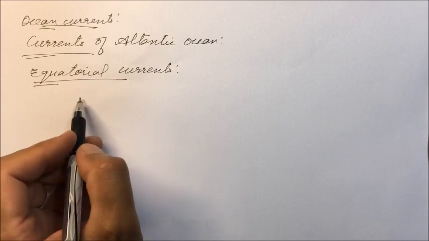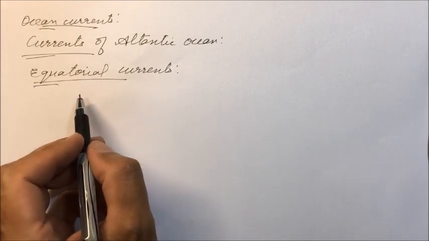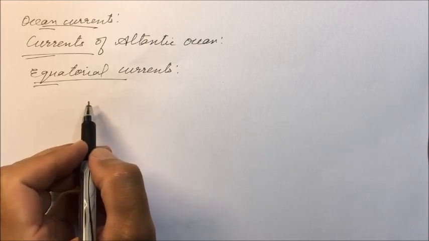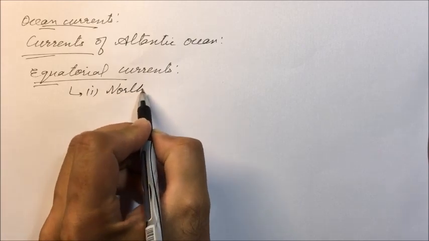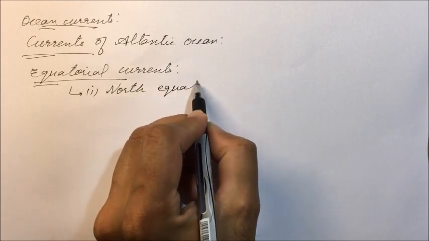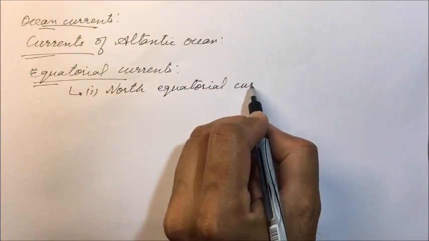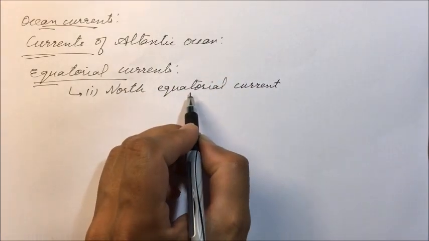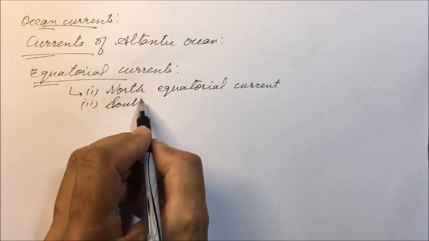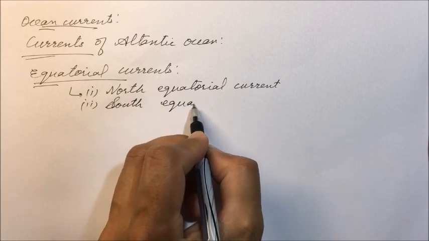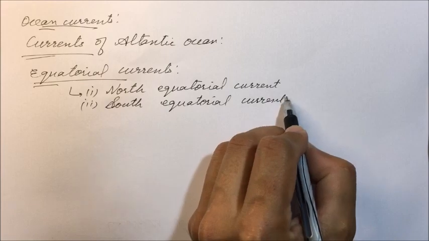Here we'll be discussing two equatorial currents. First, in the northern hemisphere, that is the north equatorial current. Other, in the southern hemisphere, the south equatorial current. So we'll be discussing first the north equatorial current. It is in the northern hemisphere. Second one, the south equatorial current. It is in the southern hemisphere.